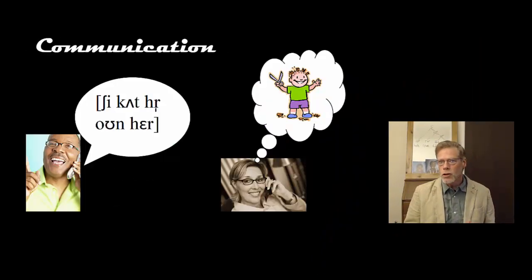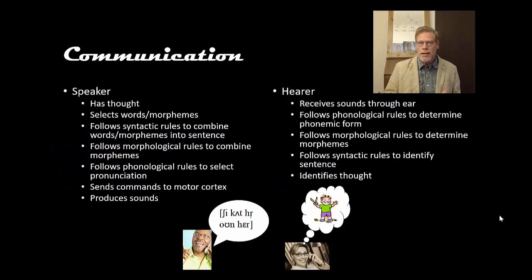So, for example, this man wants to tell a story about his granddaughter and how she cut her own hair. And so he says, she cut her own hair. But in order to transfer that thought from one person to another, there's a lot of steps involved. The speaker, first of all, has the thought, and then selects the words and morphemes that they want to encode that thought with.